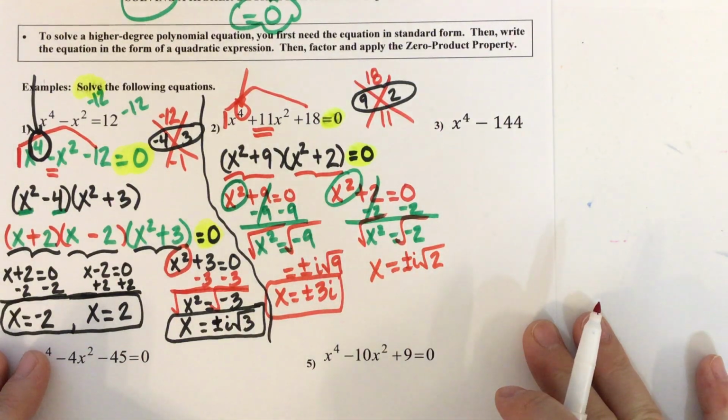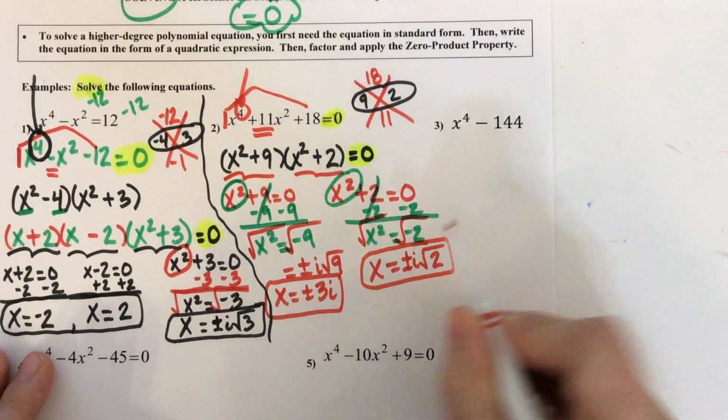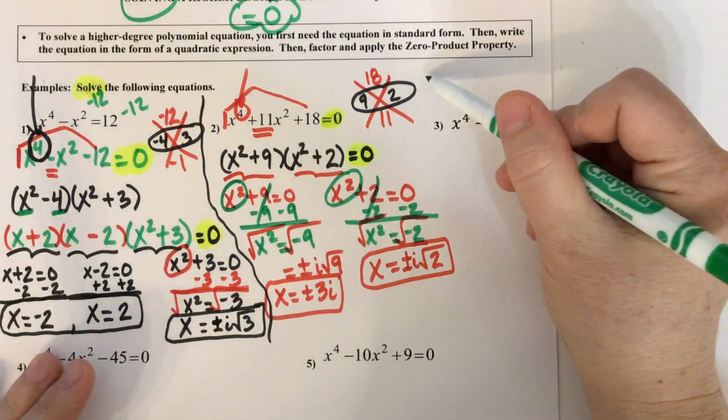Now, can you take the square root of 2? Nope. Can you break it down? Nope. So there's 4 total answers: 1, 2, 3, 4. And that's it.